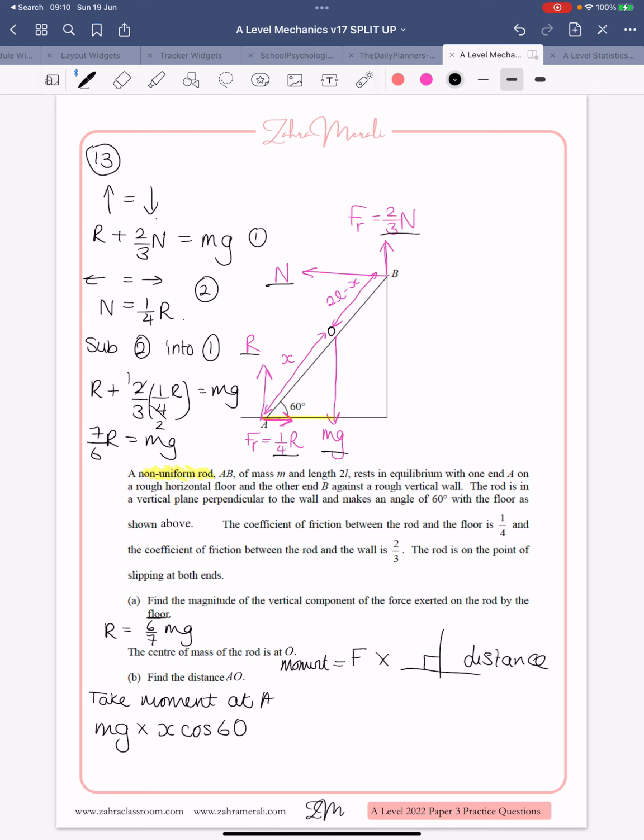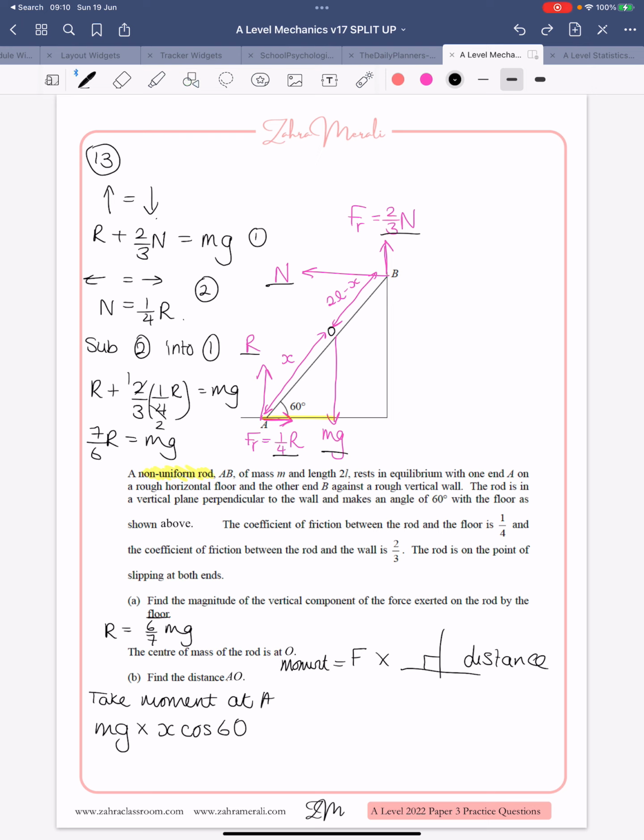And then we go further up. And our next force we come across is we've got N and we've got 2/3 N. And if we think about it, if we fix this point over here, the mg is going to make it go this way because we're pushing it down. The N and the friction are both going to make it go the opposite way. So they're on the other side of my equation.